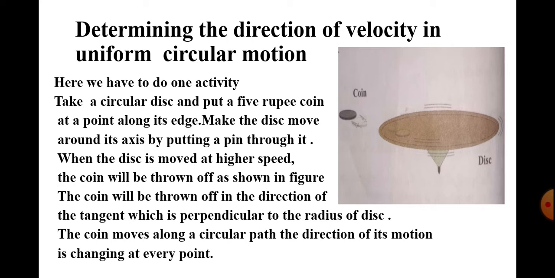The coin will be thrown off in the direction of the tangent, which is perpendicular to the radius of the disc, and thus the direction in which it gets thrown off depends on its position at the moment of getting thrown off. It means that as the coin moves along a circular path, the direction of its motion is changing at every point.